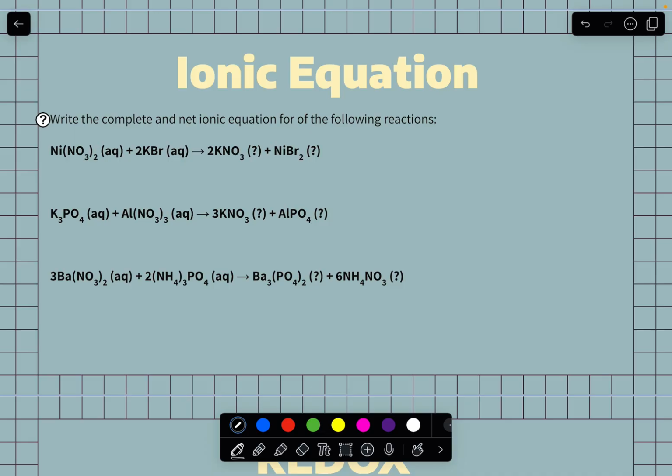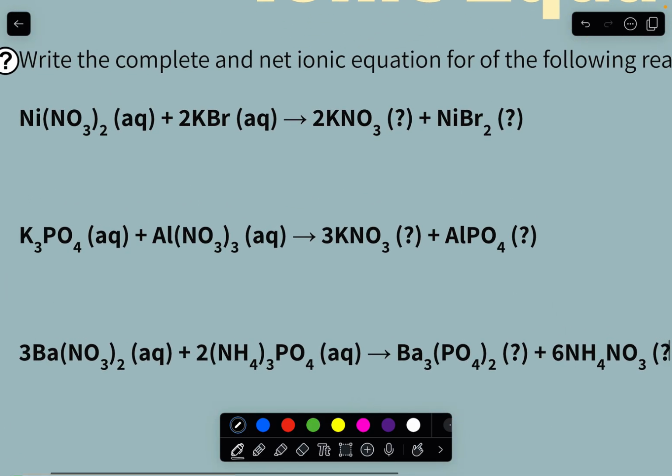For the first one here, we have nickel nitrate plus 2 potassium bromides make potassium nitrate and nickel bromide. The first thing we need to do is determine if things are liquids or solids or what's happening. So these ones here are both going to be aqueous. Remember, aqueous means that it's dissolved in water. And we know this based on our solubility rules.